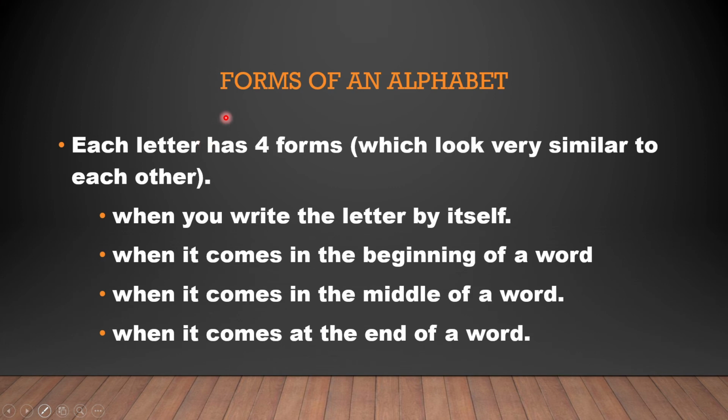Now, let us look at the forms of an alphabet. A letter in the Arabic language has 4 forms, based on the place where they are found. If you write the letter by itself, it looks different, and this is also called the original form of the letter. So the way you write the letter by itself is the original form.